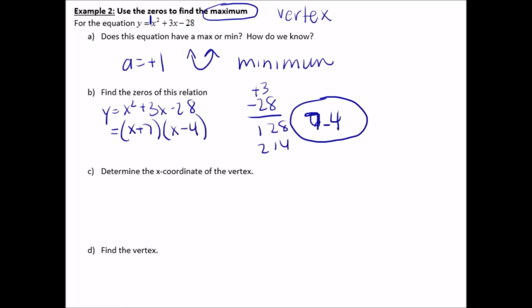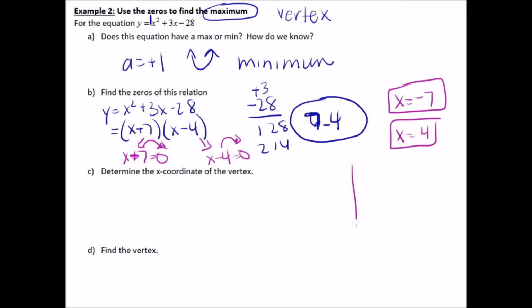And we're going to take these two factors and equate them both to 0. So x plus 7 equals 0, and x minus 4 equals 0. And I'm just going to carry this over here. x is going to equal negative 7, and then the other x is going to equal positive 4. Okay, so just a visual, we're going to have positive 4 and we're going to have positive 7, and we're also going to open up.